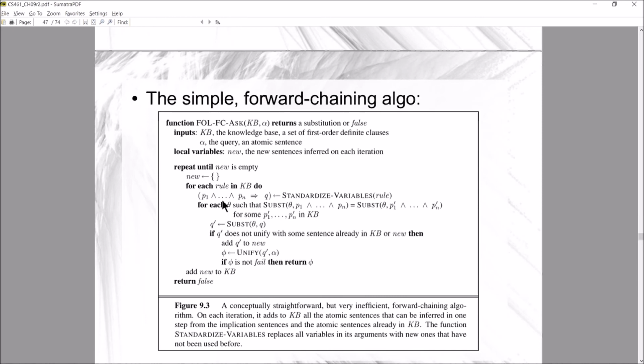So we have nested loops going on here, and I'll just point out those major pieces. For each rule we went through, we had to make sure that we standardized our variables. Now, what does that mean? What does the function standardize variables do? Replace all variables in its arguments with new ones that have not been used before.